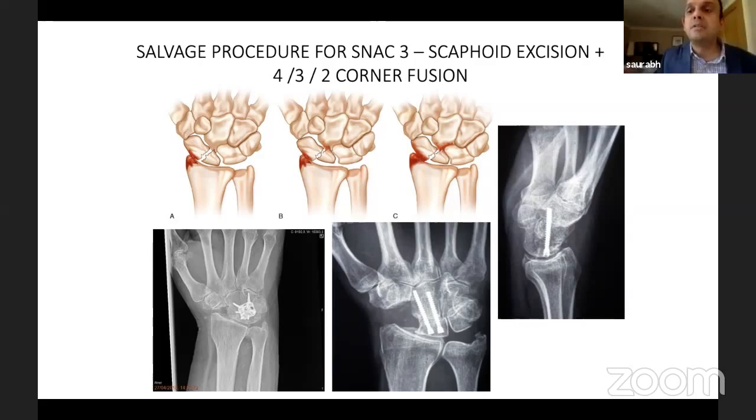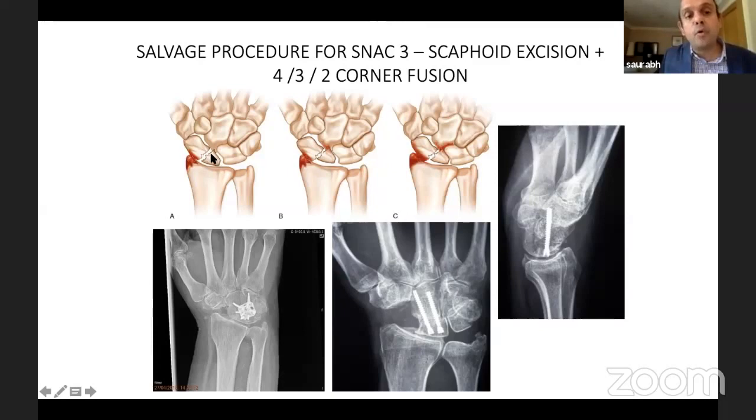When you read books, stages 1, 2, 3, 4, they have named it a bit differently. But let me try and explain once more. You can see that diagram here, Dr. Hitesh. There's a fracture there. But let me explain SLAC first, because it's easier to comprehend than SNAC. Let's say there was no fracture here. This is all one scaphoid and the scapholunate ligament is gone.